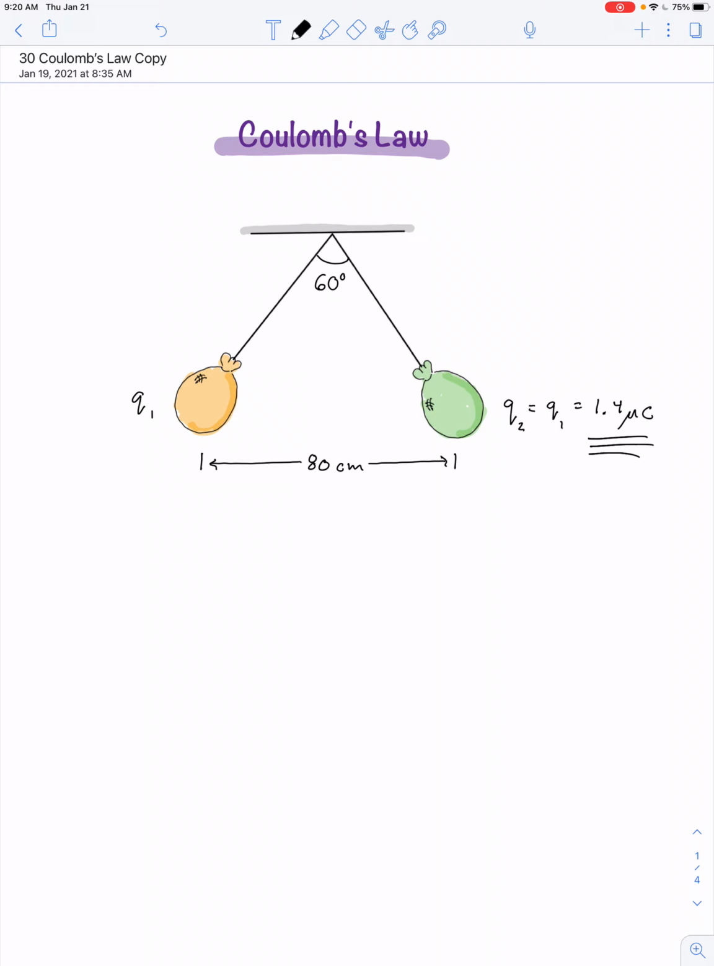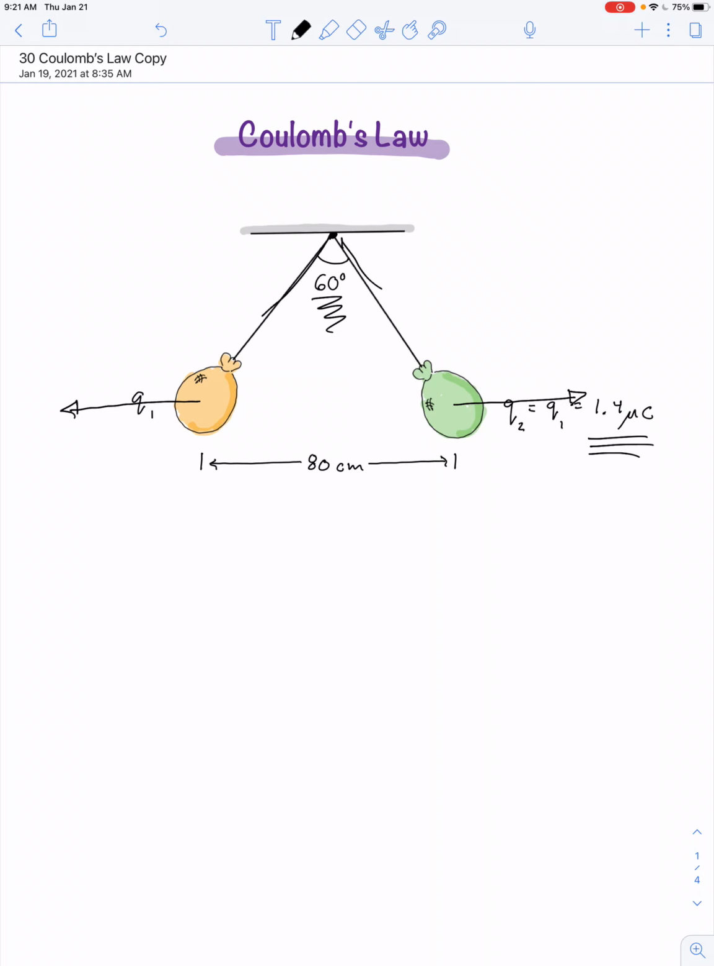So when allowed to suspend from the ceiling, the mutual repulsion between the two balloons causes them to hang at an angle other than vertical, right? They repel one another. There's a force that Q2 exerts on Q1, pushing it to the left, and there's an equal amount of force by Newton's third law that Q1 exerts onto Q2. And so the combination of forces produces this angle of 60 degrees between the two strings.